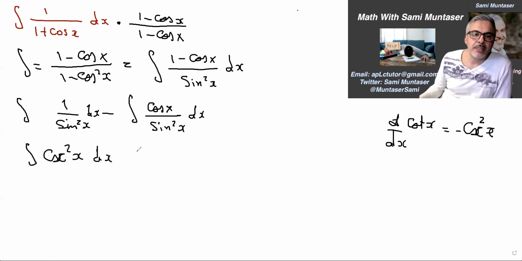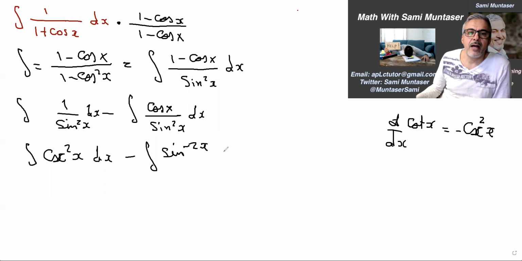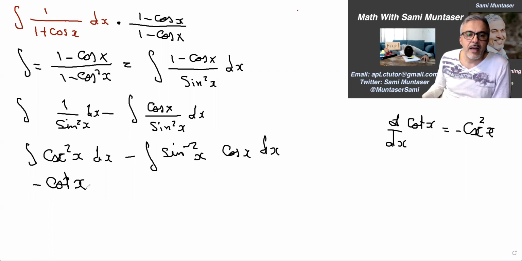And here, I think I'm just going to use substitution. So what I'm going to do is rewrite this as sine to the negative 2 of x, cosine x dx. The integration of the first part will be negative cotangent x. Since the derivative of cotangent is negative cosecant squared x, then the integration of negative cosecant squared x will be cotangent x. Since we don't have the negative, we'll have to make up for it when we integrate.